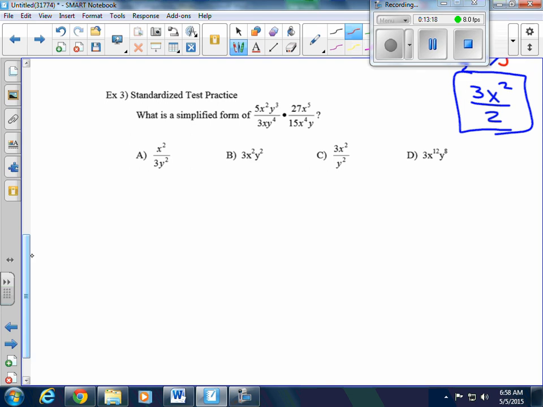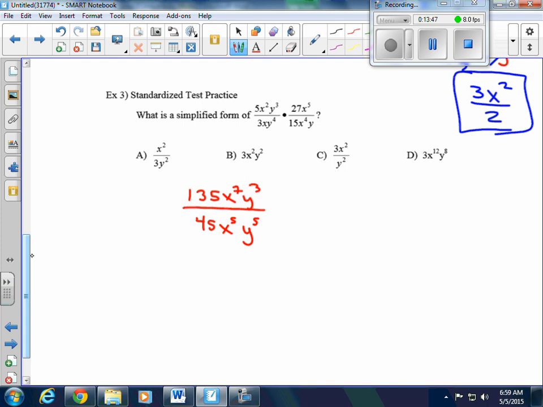So if we take those, 5 times 27, we have 135. And I have an x squared and an x to the 5th, so that's x to the 7th. And I have a y cubed. So that's my numerator. Multiplied all my numerators. Then I'm going to multiply my denominators as well. 3 times 15 is 45. And I'm going to have x to the 5th. And now I'm going to have y to the 5th. So the nice thing about doing it this way is now we have everything in one fraction.